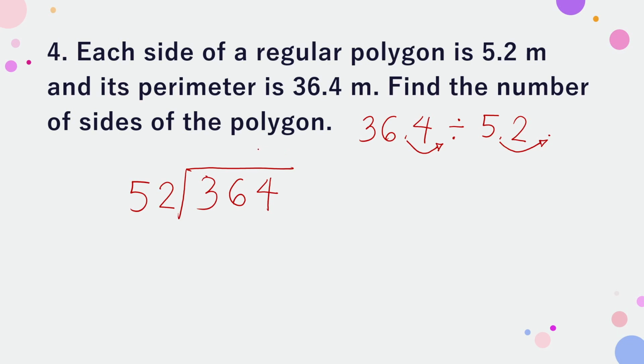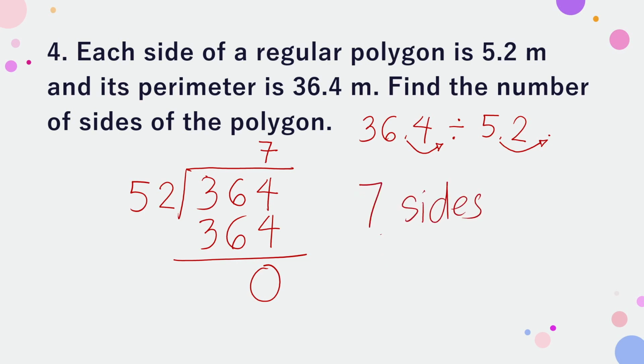Sige. How much is this? 52 times 2 is 104. Now, if I multiply 7 and 52, how much do I get? 364. So meaning, what kind of polygon is this? Heptagon, sir. A heptagon. That's correct. So this answers the problem now.